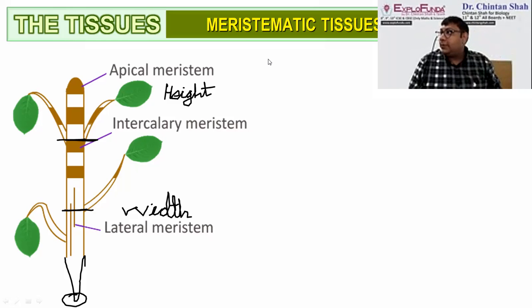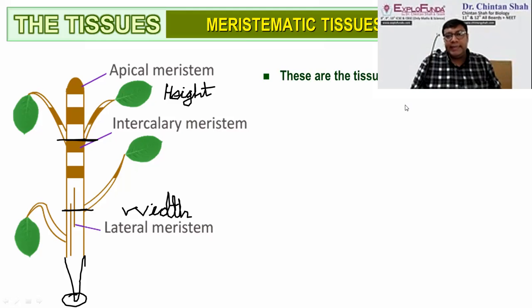So let me tell you. It should have a thin cell wall. Then it should be small in size. Then they should have a dense protoplasm. Protoplasm means whatever is inside the cell membrane, so that includes the cytoplasm as well as the nucleus. These are the tissues which can go for cell division, and they will definitely help in growth.